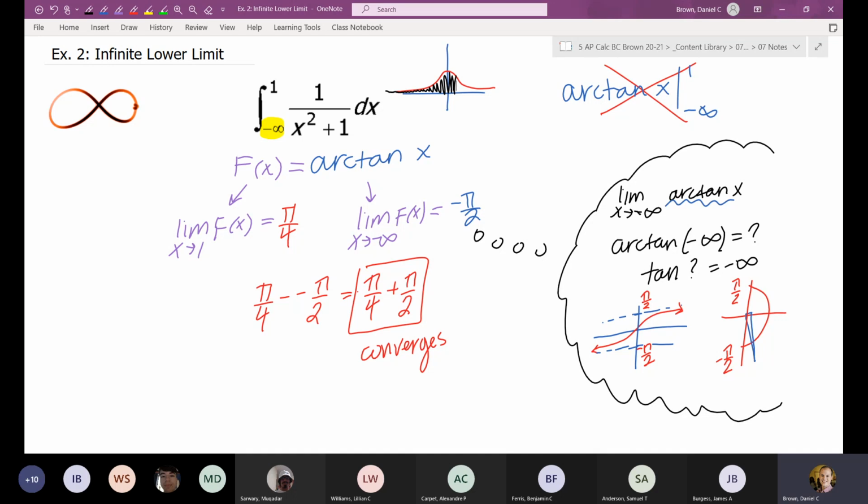Questions on that problem? Would it be wrong if we just added it up and put down 3 pi over 4? No, it would not be wrong.